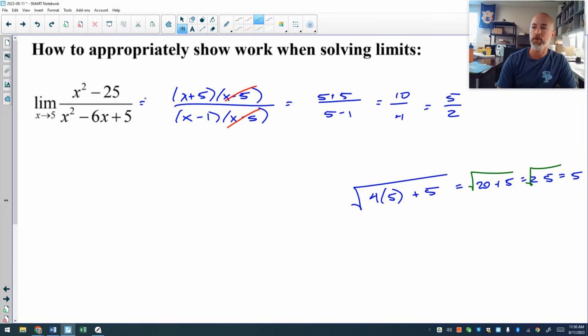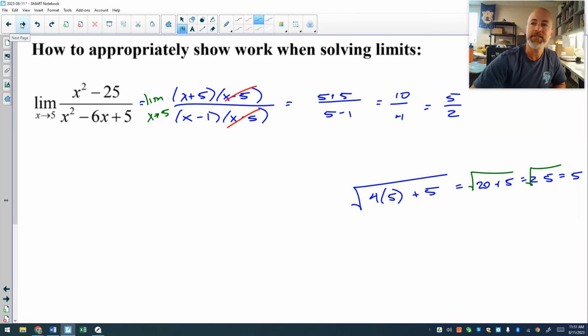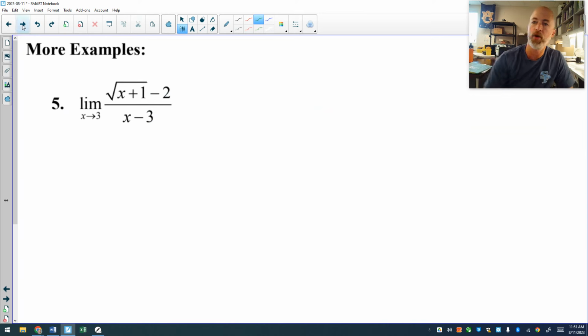So same thing here. When you're doing limits, you want to definitely keep writing the limit as x approaches 5 until you actually substitute. So right now, I only need to add that one limit because it is the limit of this that is equal to 5 plus 5 over 5 minus 1. And now I have correctly written my work for that example. So just keep that in mind. I'm very picky about your math grammar. It's not only about getting the answers, it's about having appropriate work.